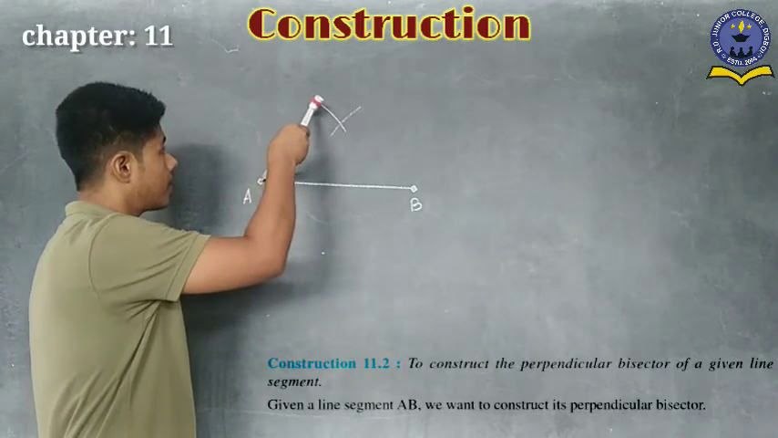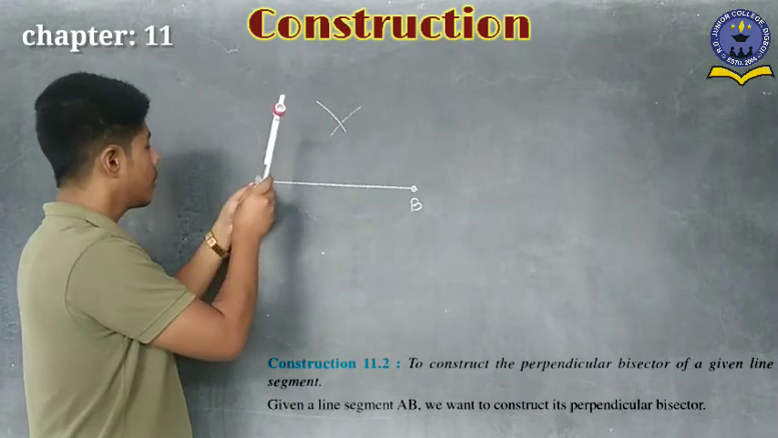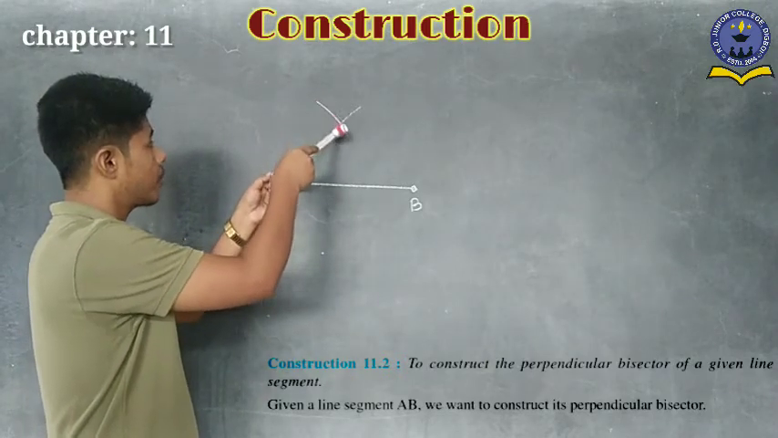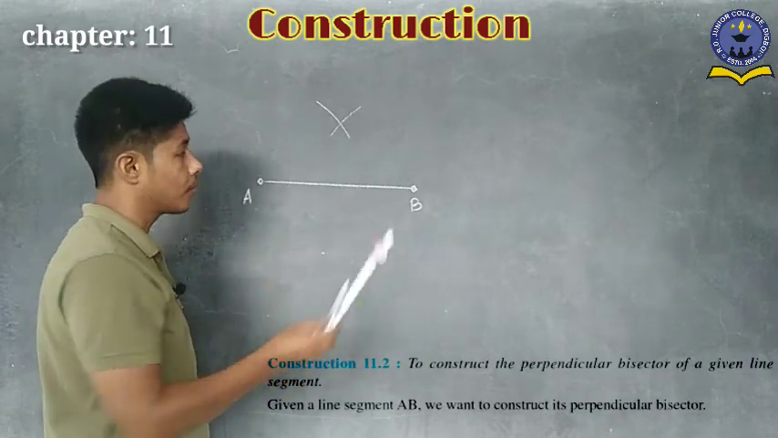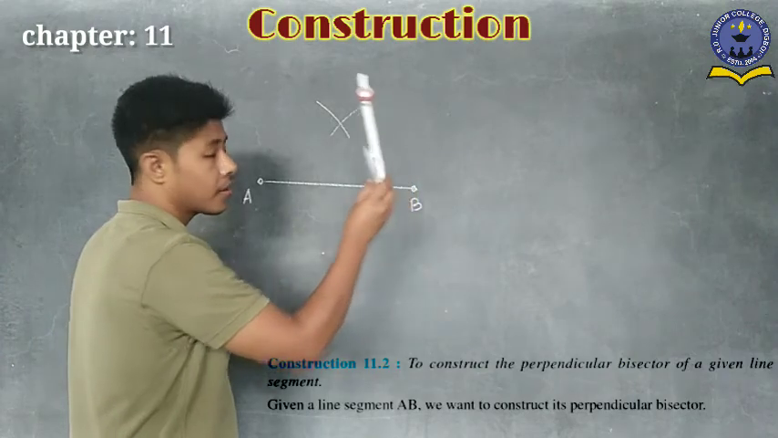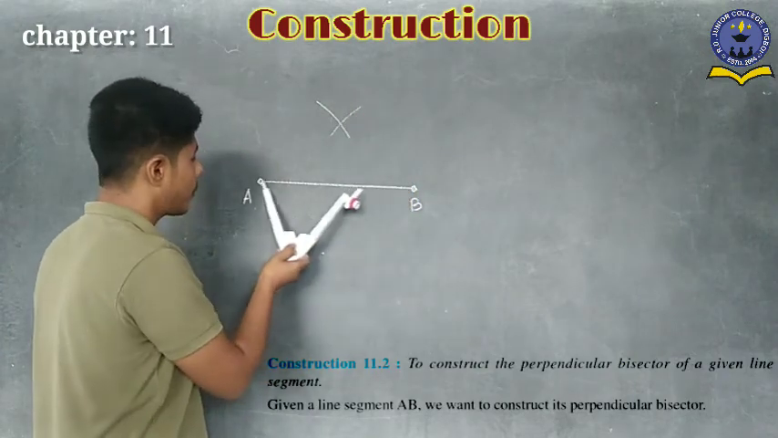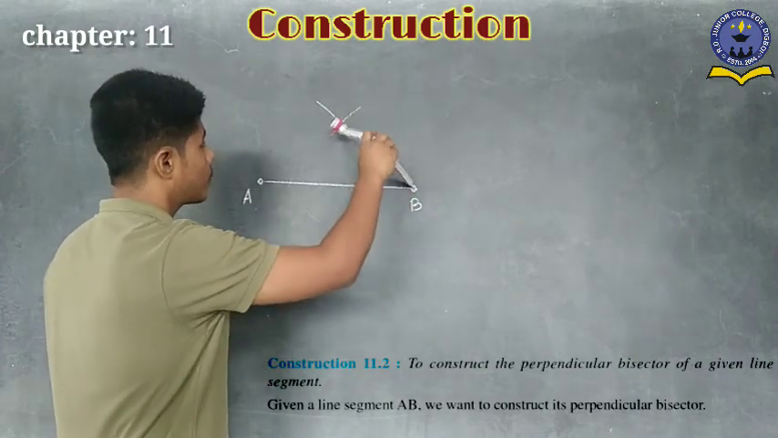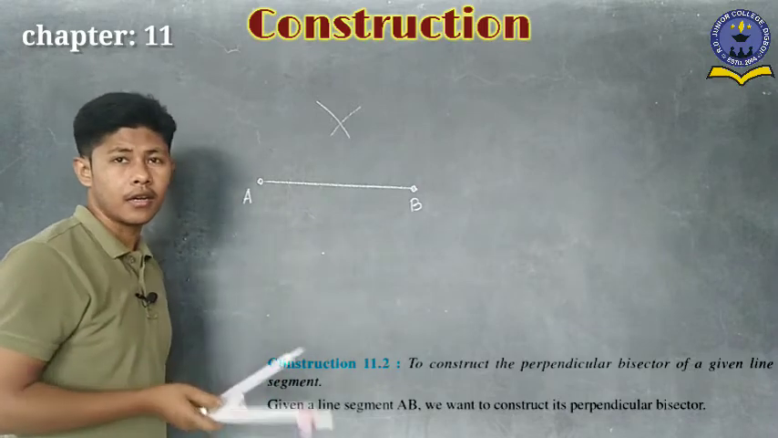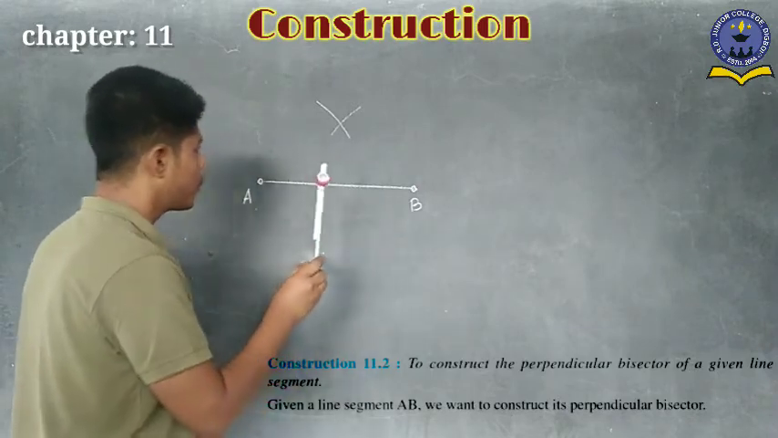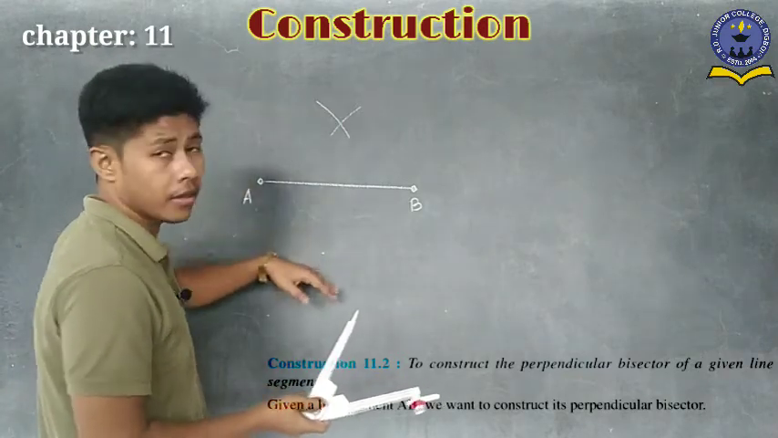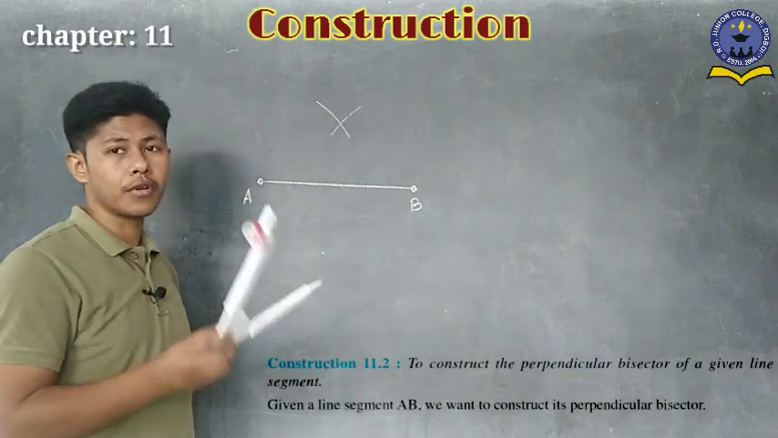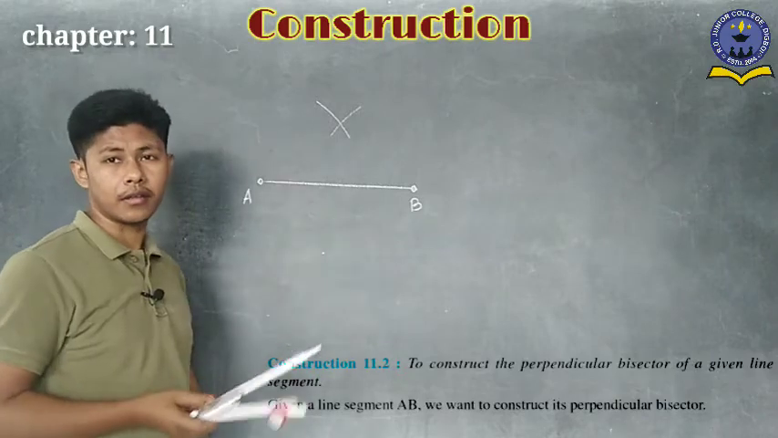Taking A as a center, we have to draw an arc here. Is it clear? Then again, taking B as a center, taking the same length, whatever length we consider here, from B we have to draw an arc. Is it clear? So the same process we have to do in the lower part also. Here this one is the upper part, and in the lower part also we have to do the same process, taking the same length.